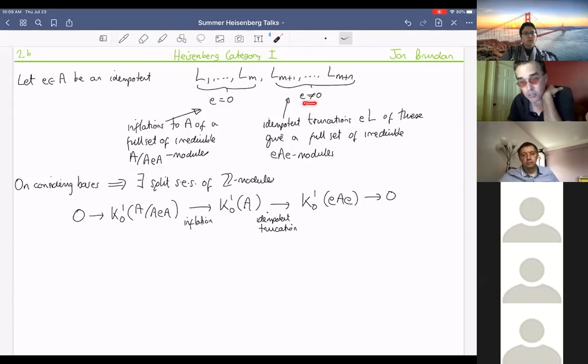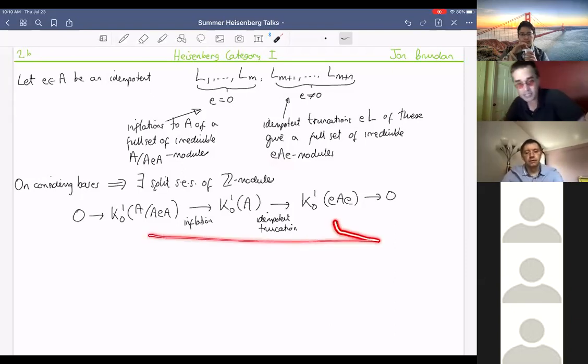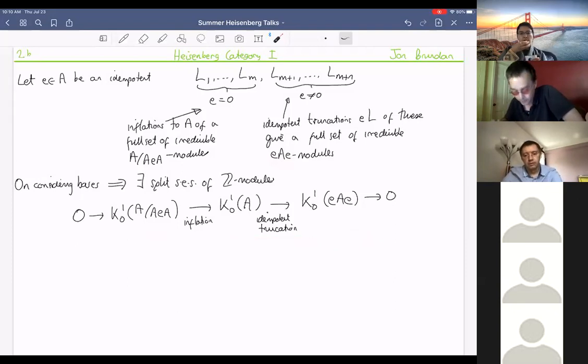Whereas that second bunch, the ones on which E is non-zero, well, for those L's, you can hit them by the idempotent E. That's the idempotent truncation of L. And then that's a module over the algebra EAE. Okay, so this is a totally well-known basic fact that for these ones, the ELs give you a full set of irreducible modules for that idempotent truncation, EAE. And so if you just consider these bases given by the classes of irreducibles for this K0 prime, it follows immediately that there's this short exact sequence of Z modules here.